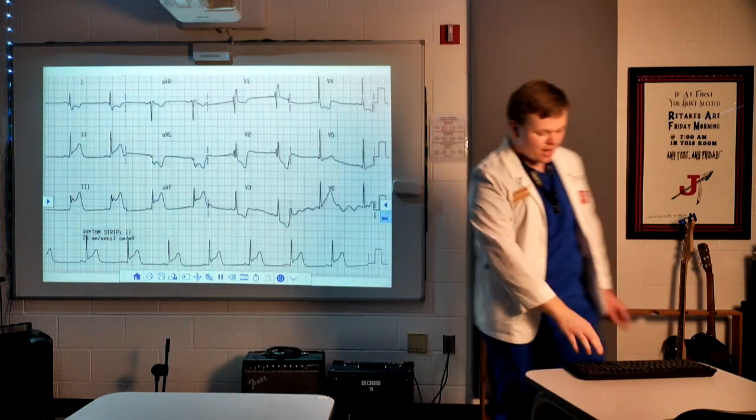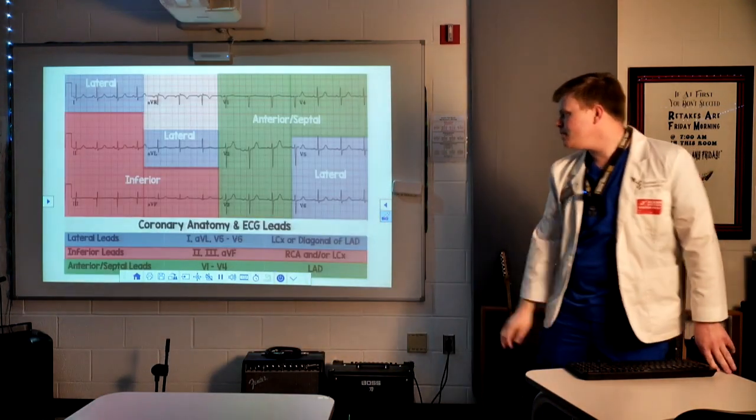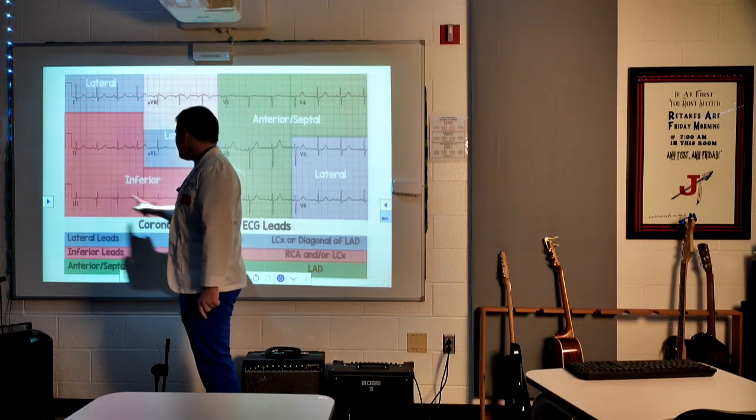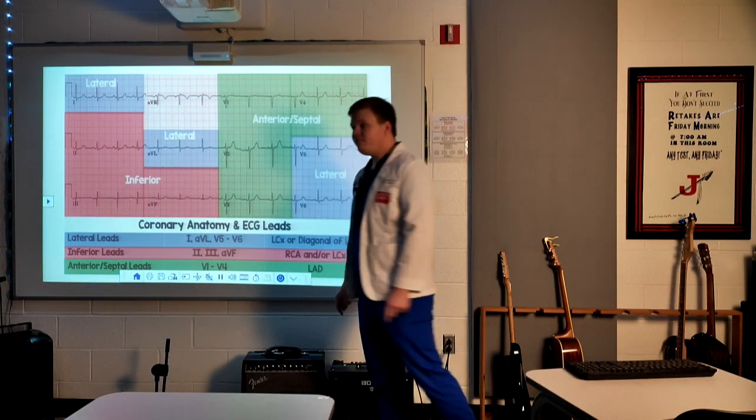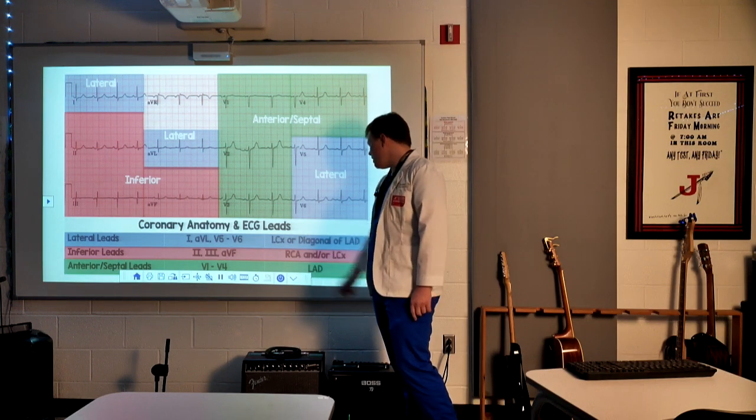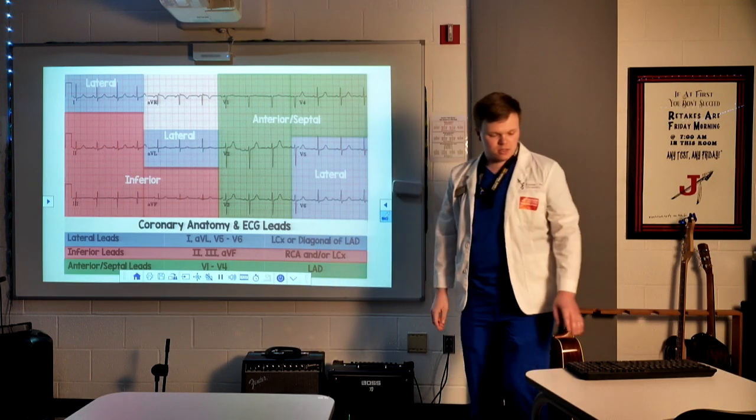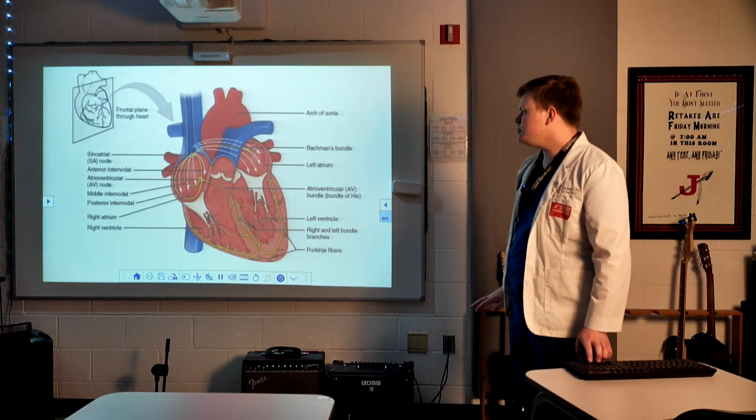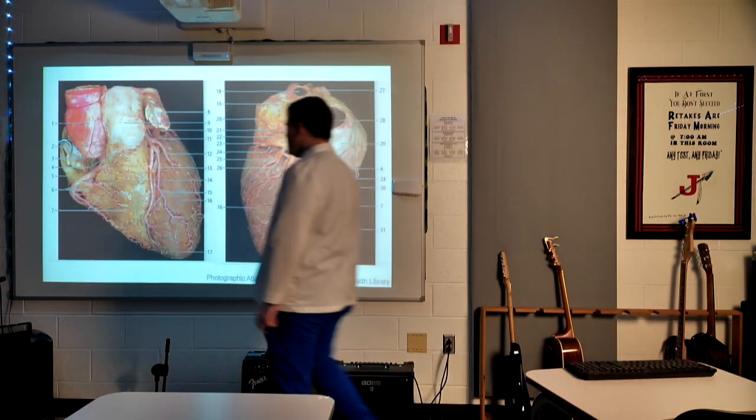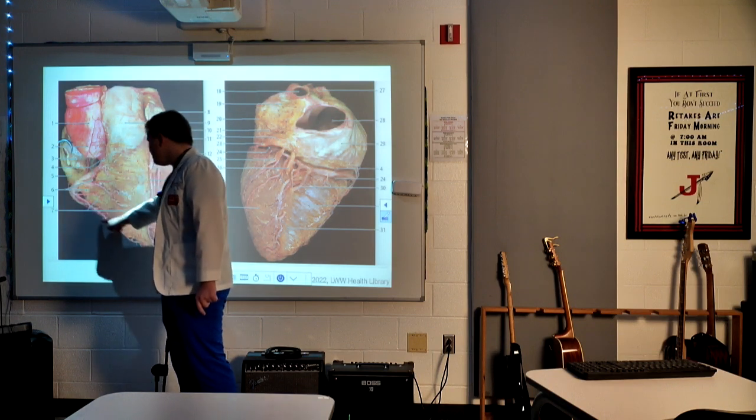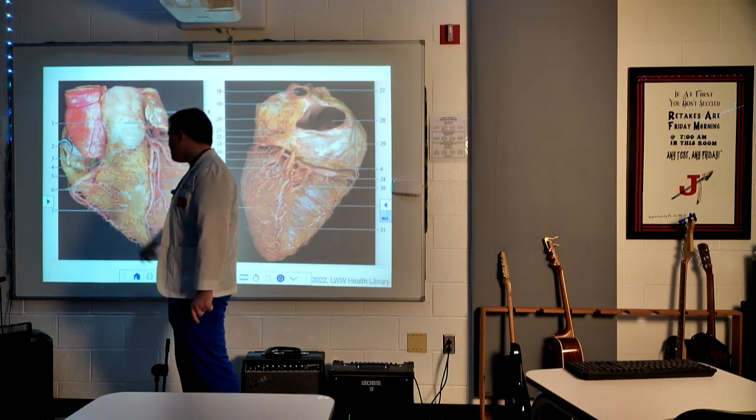So if we go back to our slide earlier, in our EKG, we're having concerns in 2, 3, and AVF. So we're worried about the inferior portion of the heart. So what would be affected? The right coronary artery or possibly the circumflex. We're not going to worry about that though. We're just going to go with the right coronary. And that is because in our heart anatomy, our inferior portion of the heart is fed with blood from that right coronary artery.